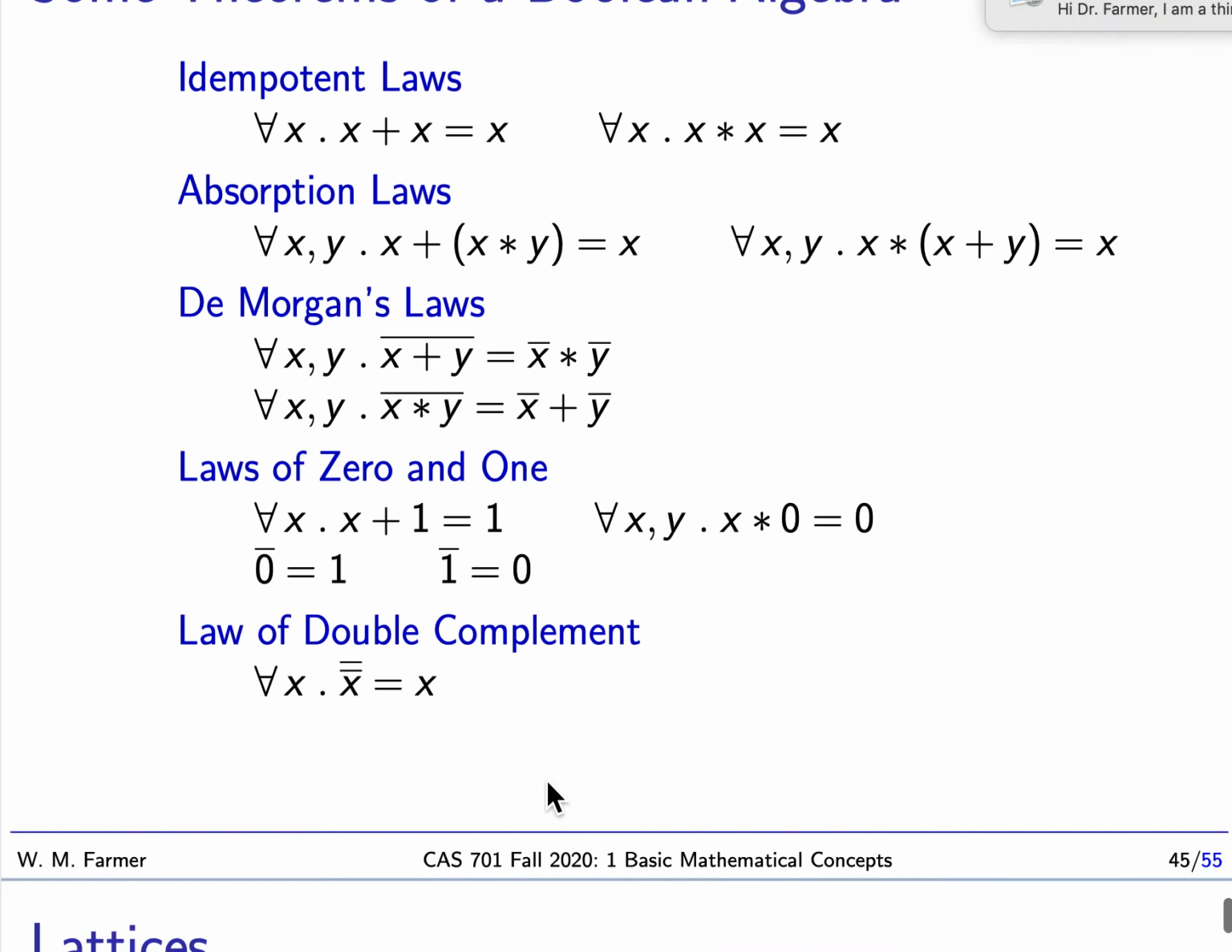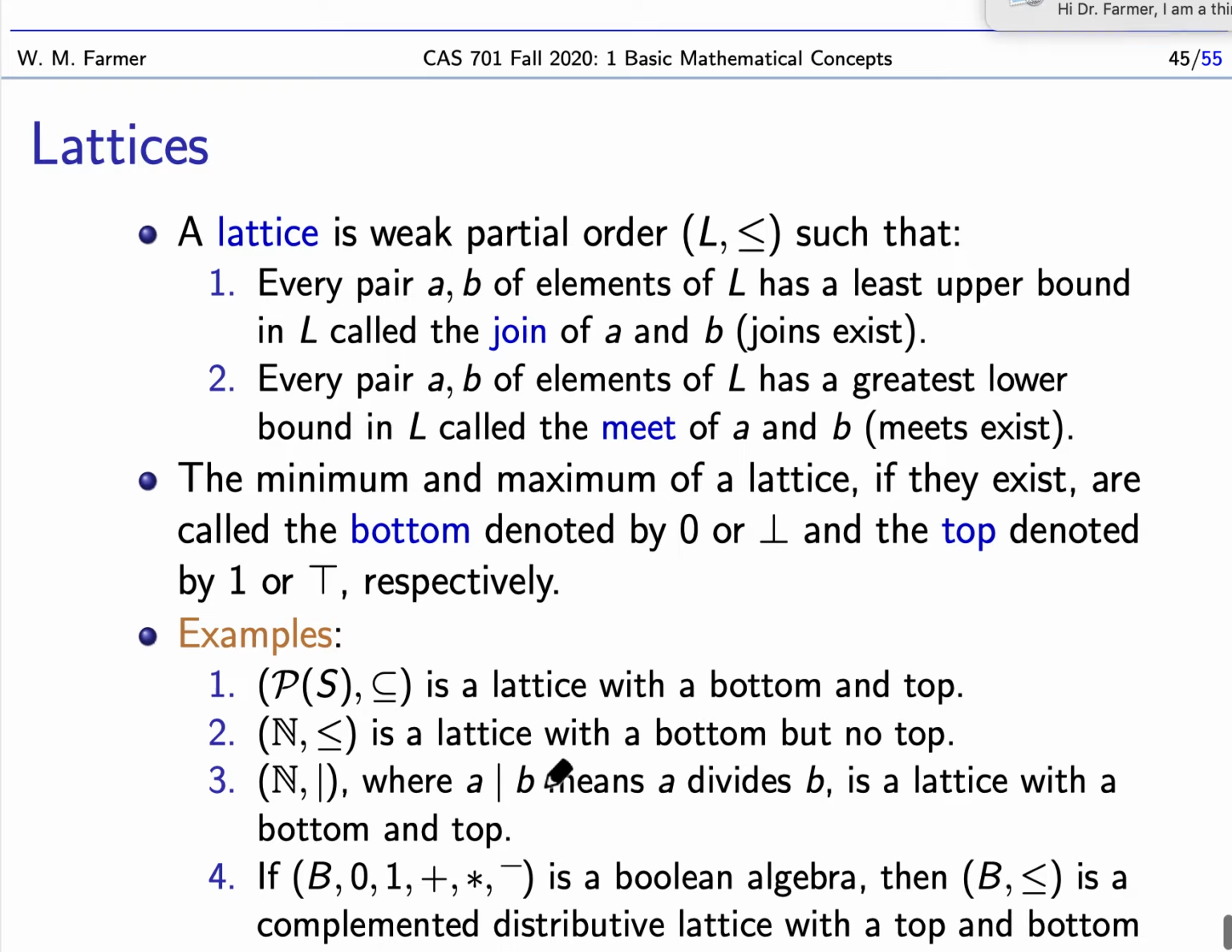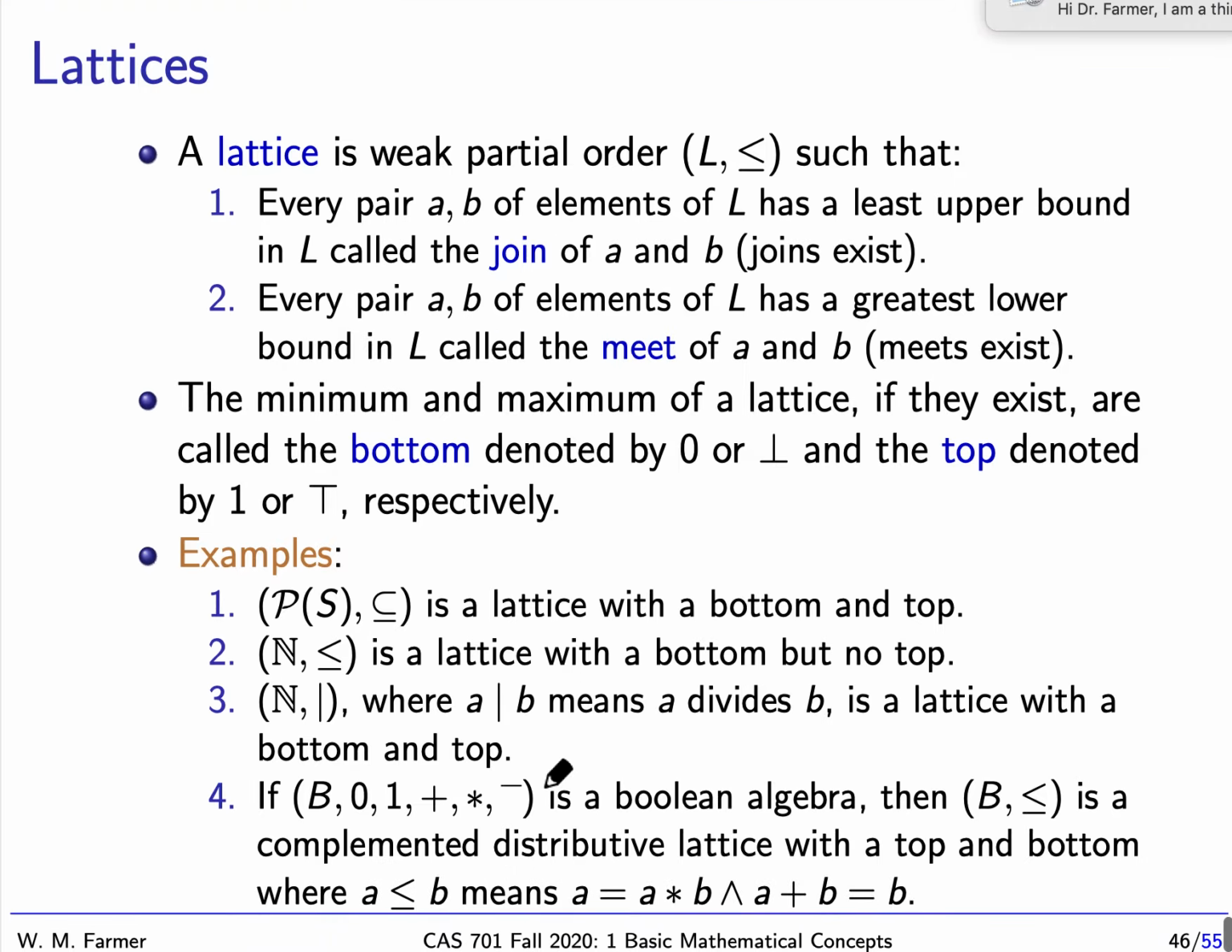Okay, so let's talk about another topic, lattices. Lattices are extremely important in computing. A lattice is a particular kind of weak partial order. If you have a weak partial order, it's a lattice if it satisfies two properties, which I have right up here, 1 and 2.